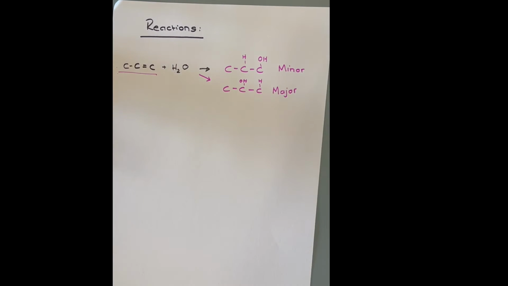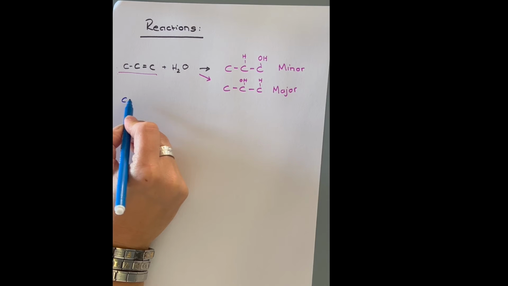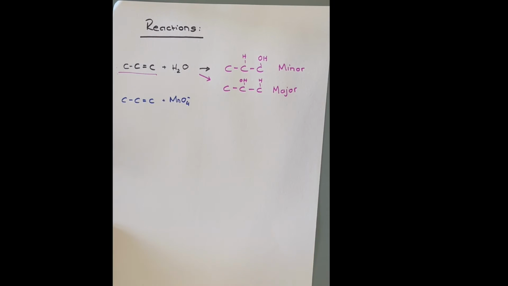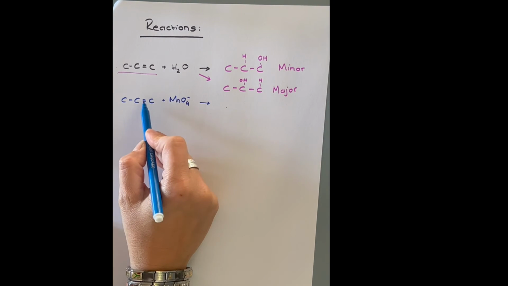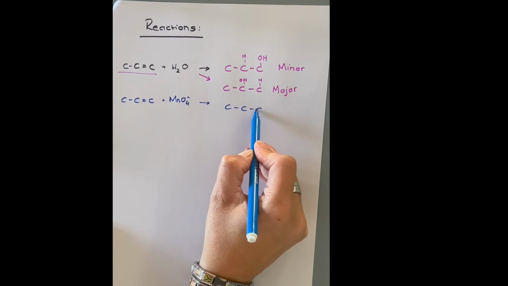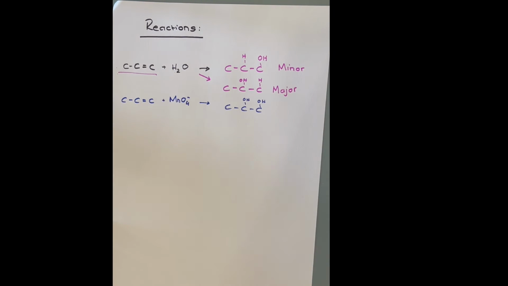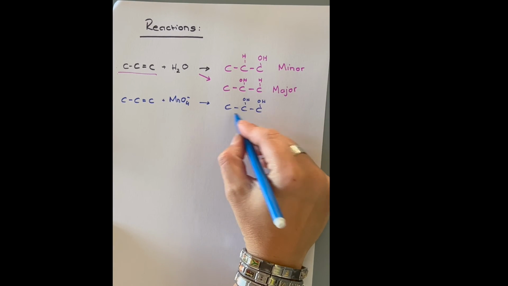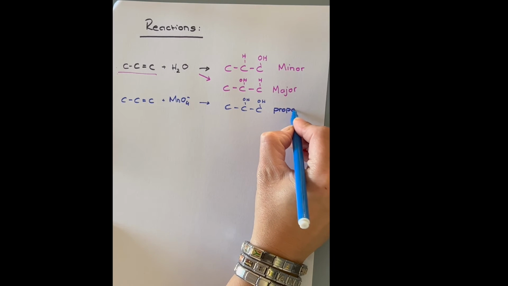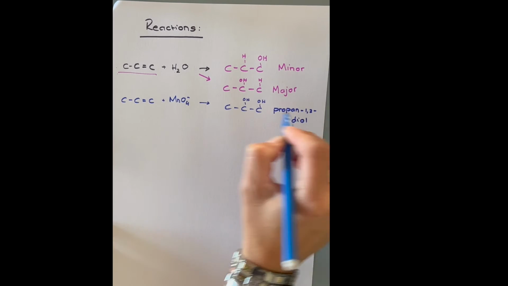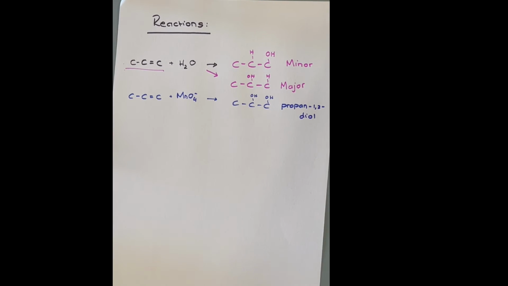The next reaction that we'll be looking at is, again, if we have an alkene, but we oxidize it. And when we oxidize it, it forms a diol. So those two arms are going to open up, and each of them will be added to an OH. So this is called propane 1,2 diol. Okay, so that means two OHs.